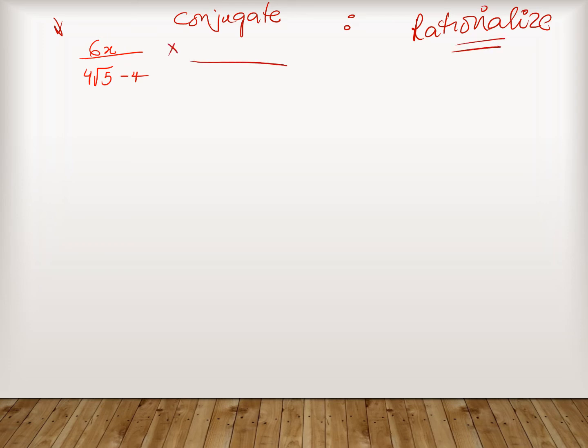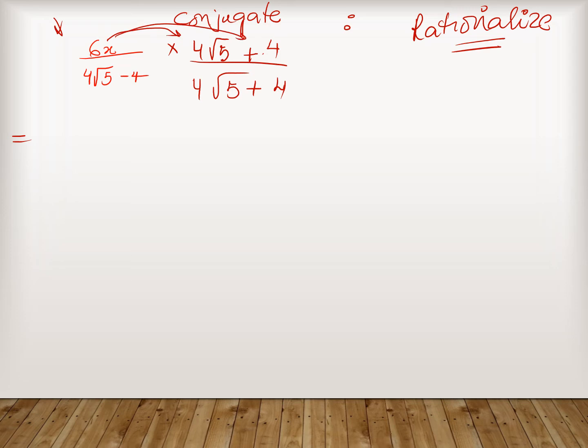Let's practice another question to clear our doubts. The first step is you have to multiply and divide with the conjugate of the denominator. This method is known as rationalizing the denominator. So the conjugate of the denominator will be 4 square root 5, minus changes into plus, and the second term stays as it is. Whatever you write up, you have to write in the denominator to balance the equation. Now multiply this 6x with both the terms by using the distributive property.